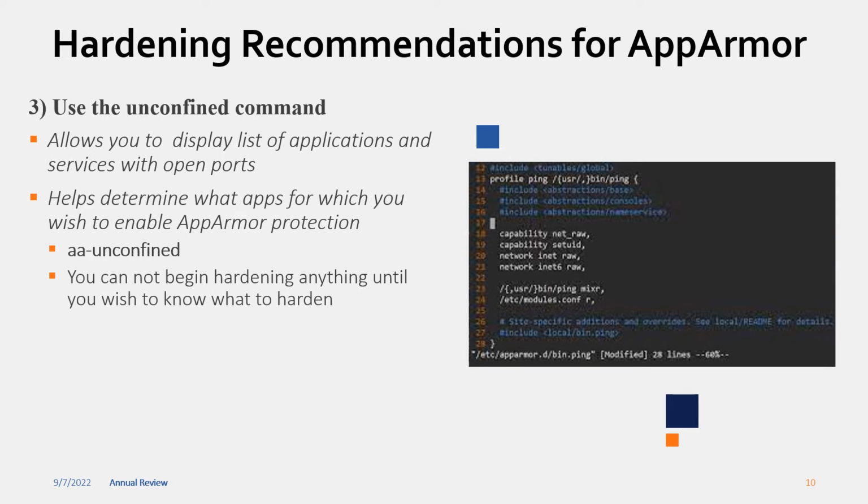Next, we use the unconfined command. What this does is display all the lists and services with open ports, meaning everything that could potentially be exploited. This can allow us to plan and determine which apps we want to enable the protection of AppArmor on.